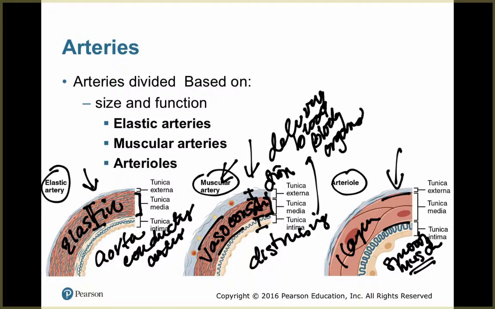And then once we get to these, now we're farther away from the heart, so we're not having these crazy pressure fluctuations. And at this point, we're just priming it to get it pushed into the capillaries.